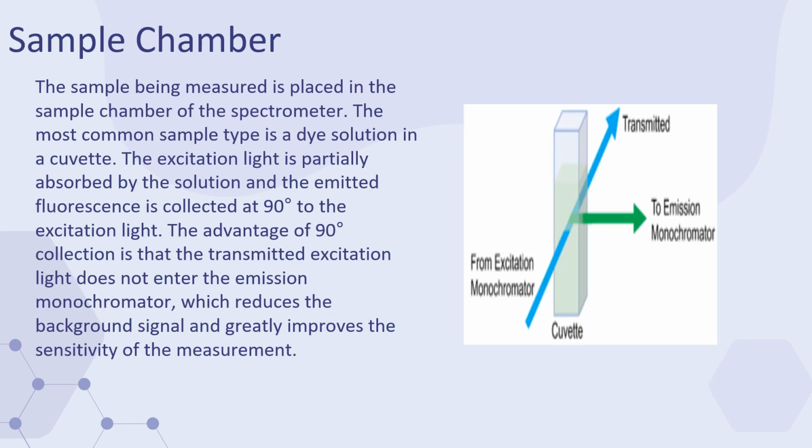Then comes the sample chamber. The sample being measured is placed in the sample chamber of the spectrometer. The most common type is a dye solution in a cuvette. This is a cuvette. The excitation light is partially absorbed by the solution, and the emitted fluorescence is collected at 90° to the excitation light. The advantage of 90° collection is that the transmitted excitation light does not enter the emission monochromator, which reduces the background signal and greatly improves the sensitivity of the measurement.